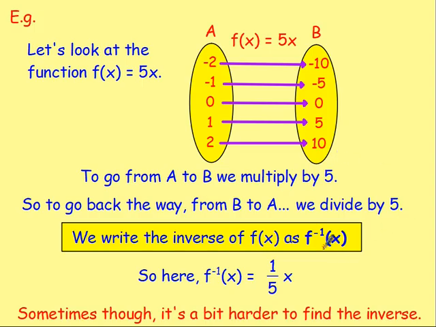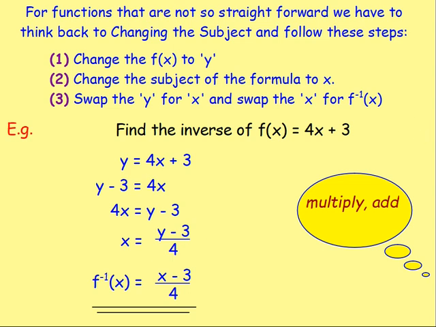The way you write the inverse function is f to the minus 1 of x. And if you're dividing by 5, well, you're taking a fifth of x. So here you would say the inverse function, f to the minus 1 of x, equals 1/5 of x. Obviously though, this example is dead easy. If it's a bit harder, sometimes you've got to think about changing the subject of a formula. So if you had to work out the inverse of 4x plus 3, what you really want to do is change f of x to y. So instead of f of x equals, you would say y equals.